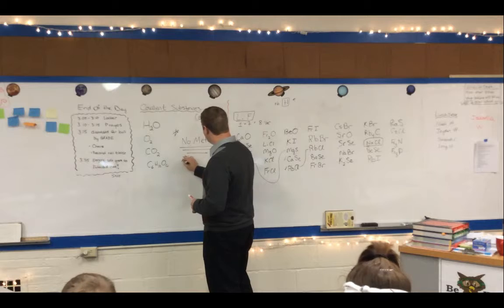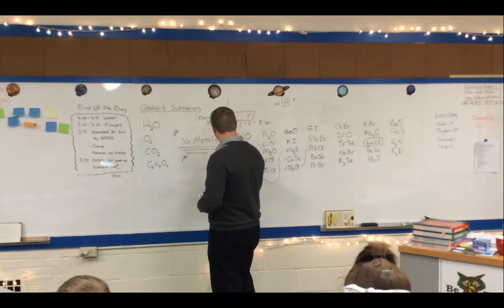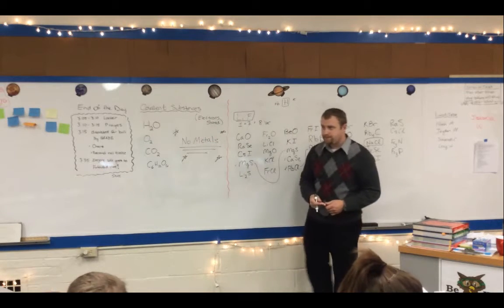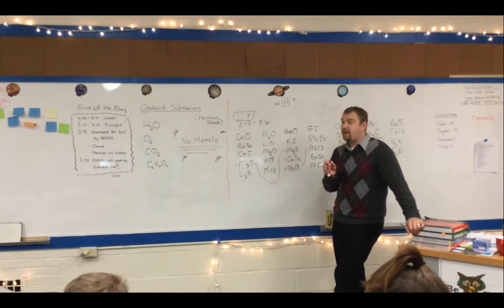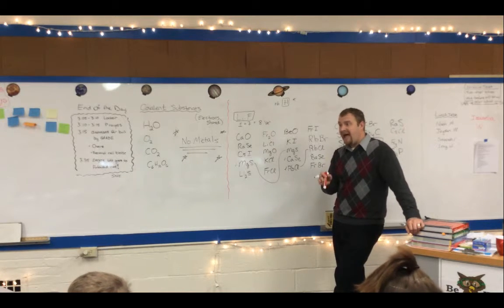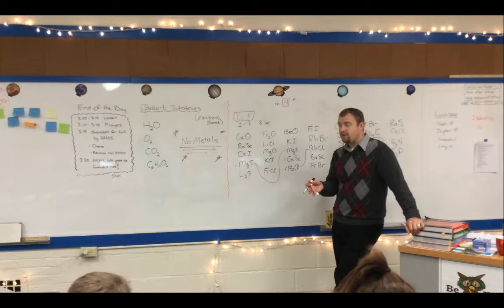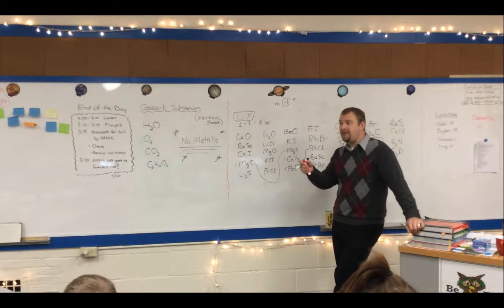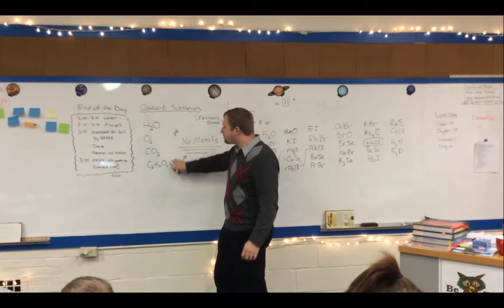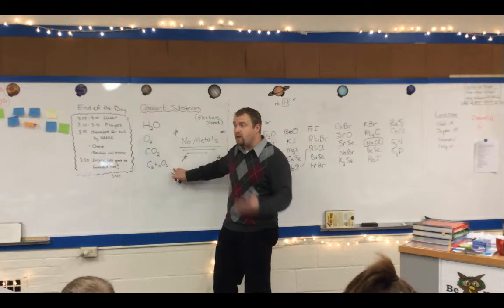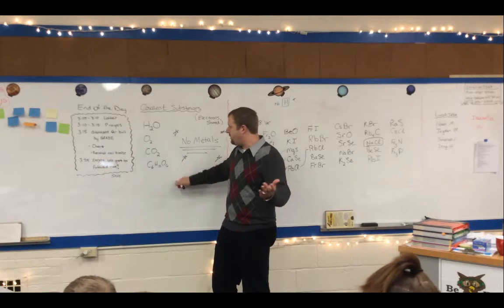Star it, underline it. So a covalent bond has no metal. If you have a substance that is covalently bonded, it will not have metal. It will be made of only nonmetals. These substances are a huge quantity of what's in the Earth's atmosphere. The Earth's atmosphere is all covalent.